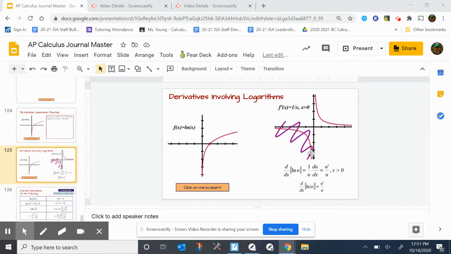I wanted you to see it so you know which graph it's going to and that you've seen it before, but it is not part of the derivative. So why is this happening? Why are we going from the natural log of x to 1 over x?